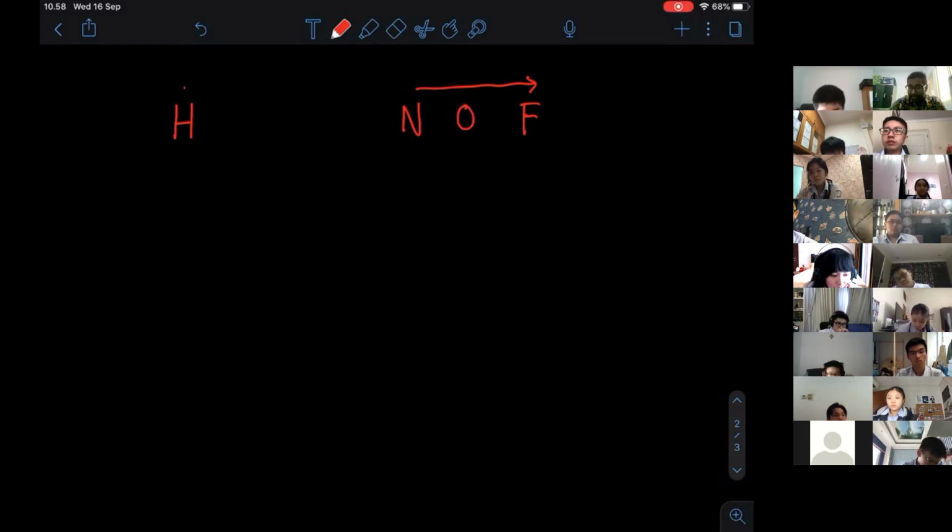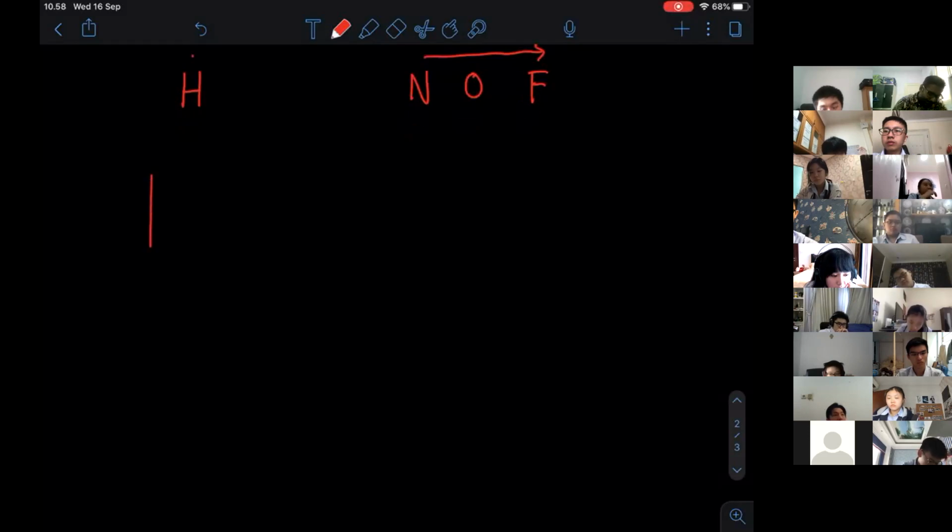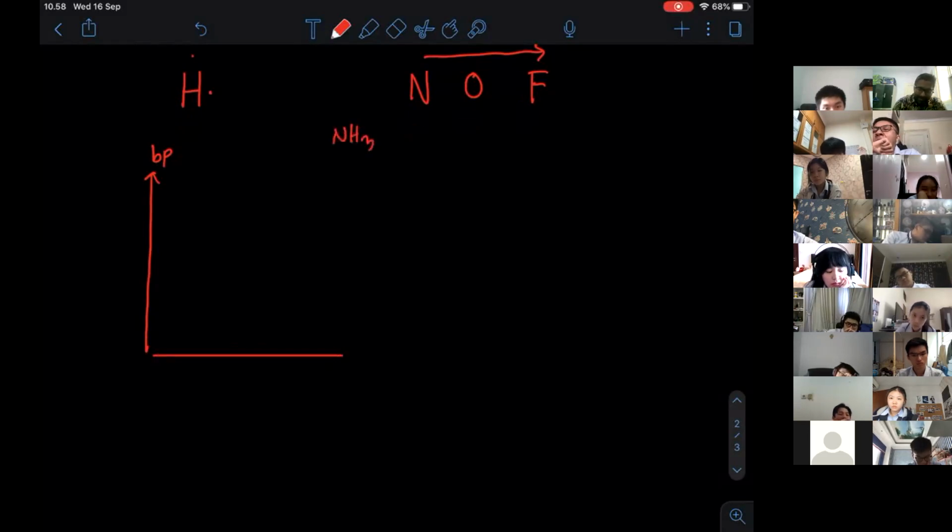in your periodic table. So generally, if I have a graph where this axis is boiling point, and I don't label anything on the x-axis, I want to show, for example, H and N, so I have ammonia. H and O, I have water. H and F, I have HF. So I want to look at these three molecules and predict their hydrogen bonding, and then predict what the boiling point will be.